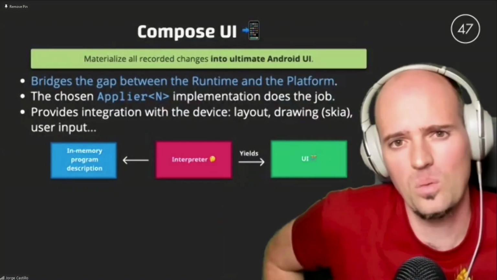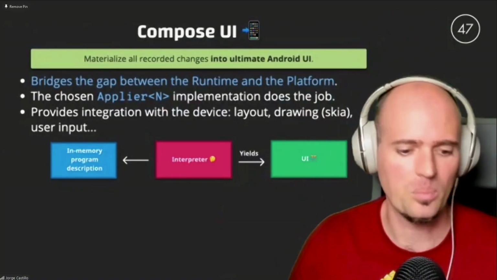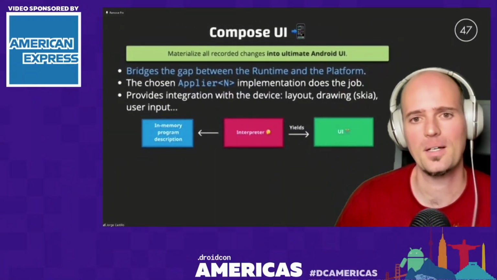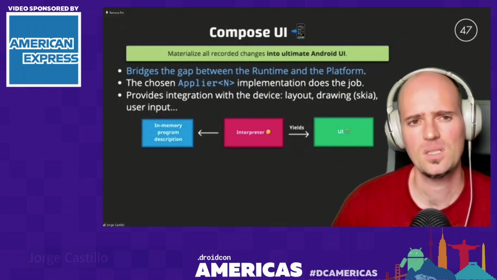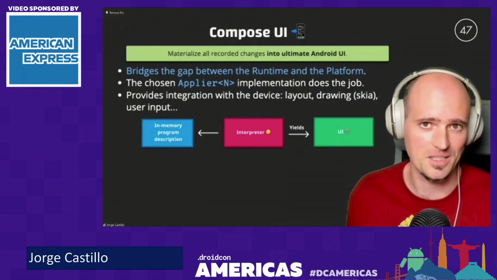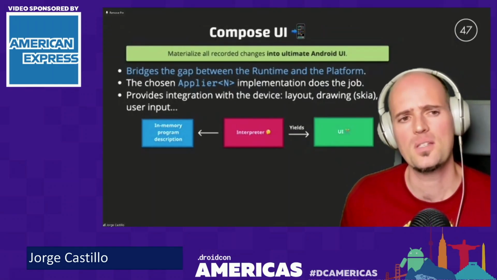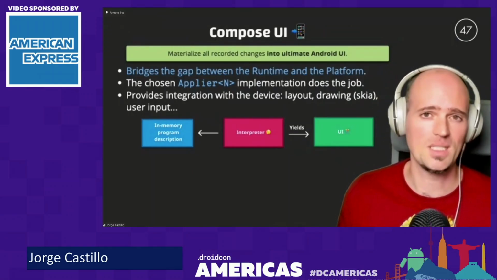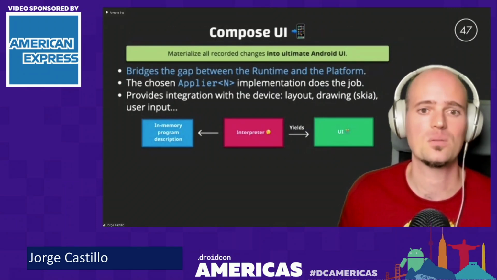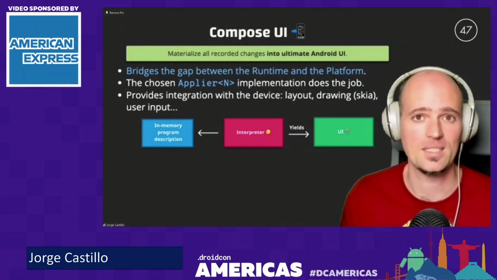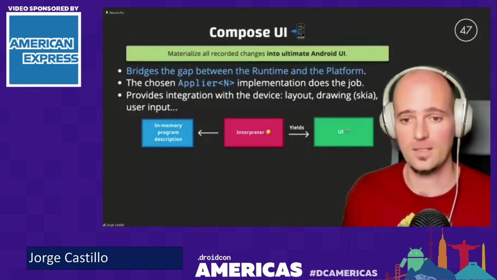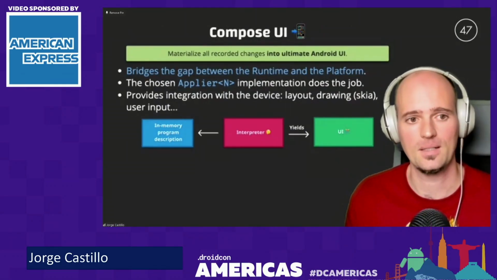So, we have the compiler, we have the runtime, we kind of have a big idea of how both work together, but what about the UI? The UI is basically that ultimate moment when we finally want to materialize UI from our structure in memory. So it's bridging the gap between the runtime and the platform. It's going to be the applier, the one in charge of doing this. The applier works over a generic type N for applying all those changes of type N, and it's going to be the one materializing the whole thing in the end.